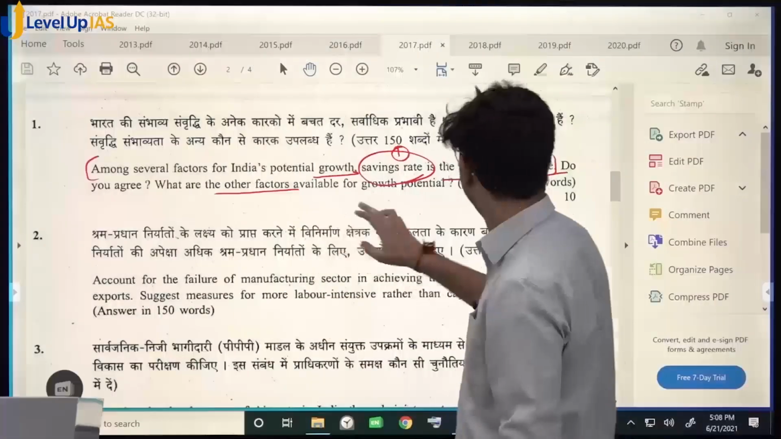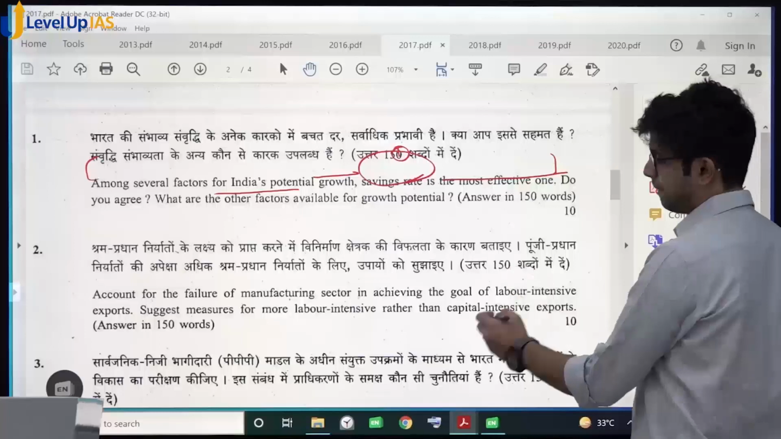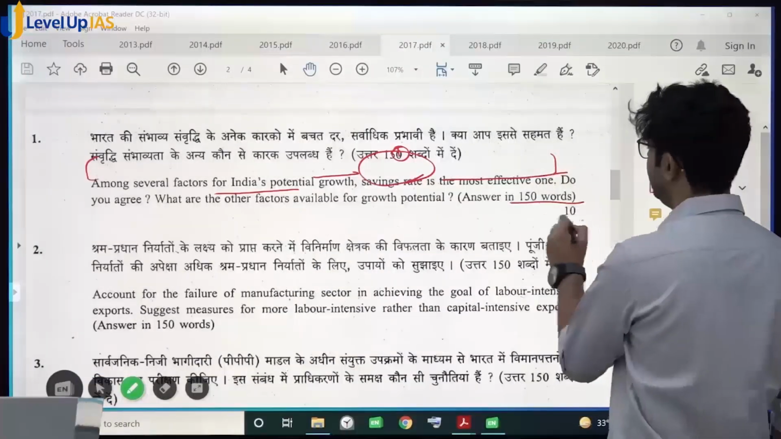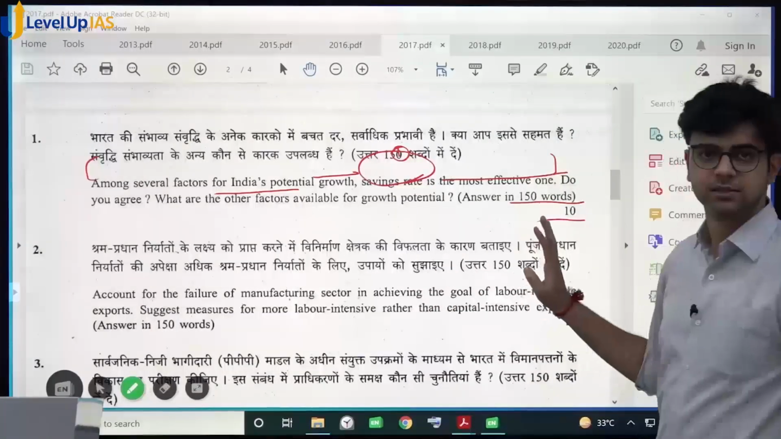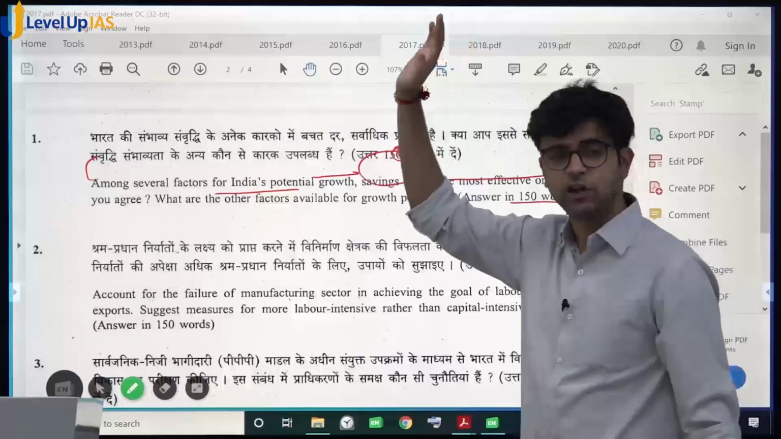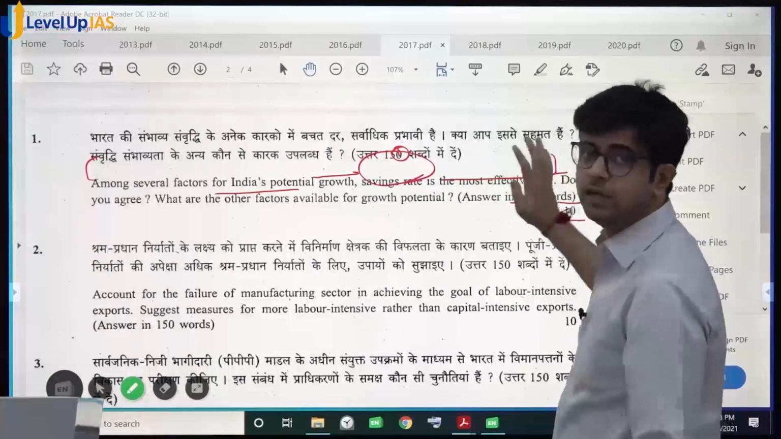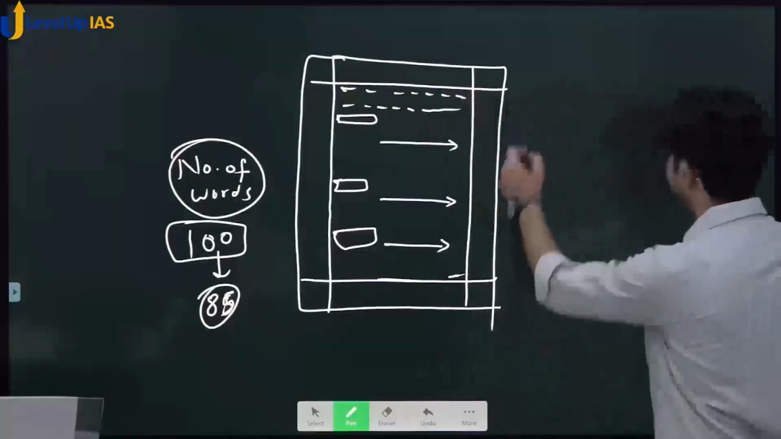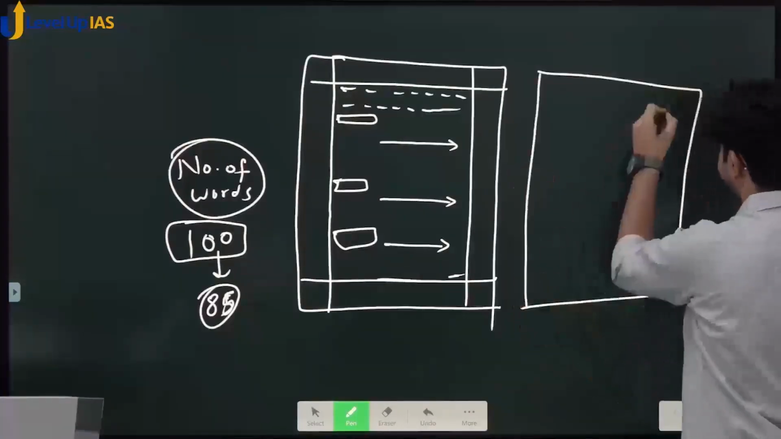So, for example, here we saw 150 words, 10 marks. Okay? Instantly, we have not read the question. Chalo, assume we have not read the question. 150 words and 10 marks. Now, 150 words, you only tell me where will we. This is the first side, and this is the second side.